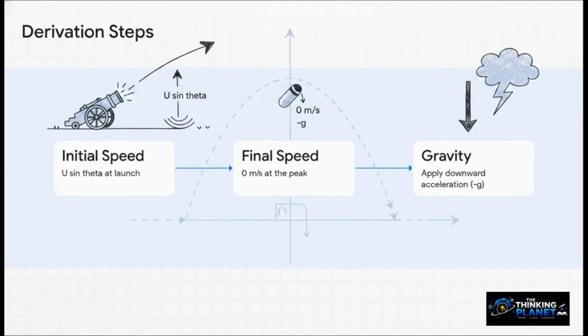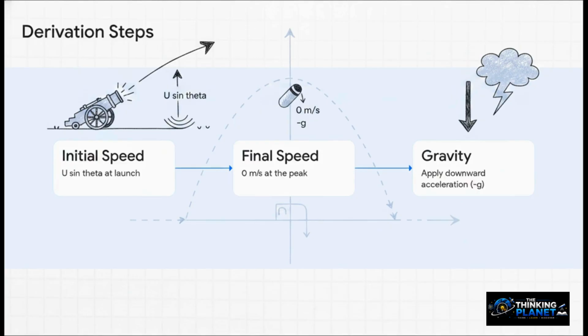Let's put this into practice in section 3, deriving the height equation, building the math step by step. To build our equation, remember, we only care about the vertical motion from point P to point Q. Step 1, we identify our initial vertical speed at launch, which we know is u sine theta. Step 2, we note the final vertical speed right at the peak, which we just established is 0 meters per second. And step 3, we apply the constant downward acceleration of gravity, represented as negative g, because it's pulling in the exact opposite direction of our upward motion.